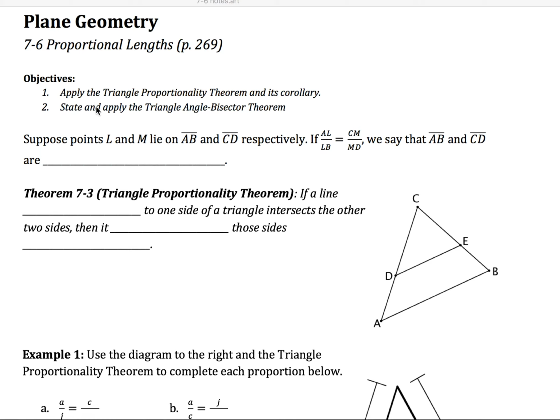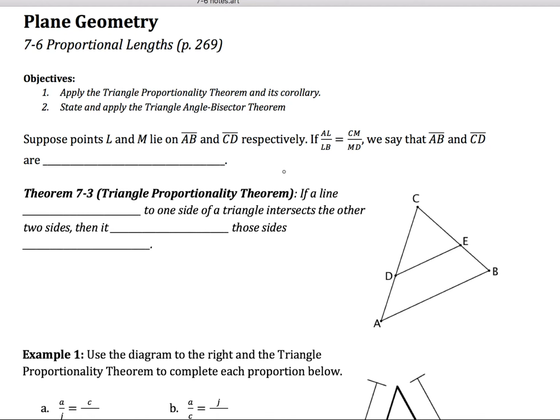Hello everybody. For this video we're going to be taking a look at a few more theorems that involve triangles and the idea of proportionality. And so to start off with, we need to define a phrase that's going to come up a few times in these theorems. It says, suppose points L and M lie on segments AB and CD respectively.